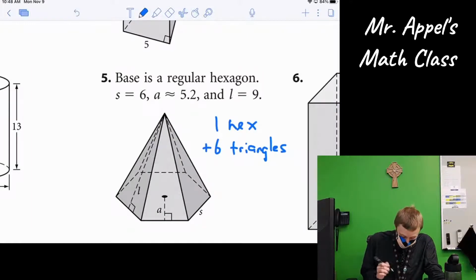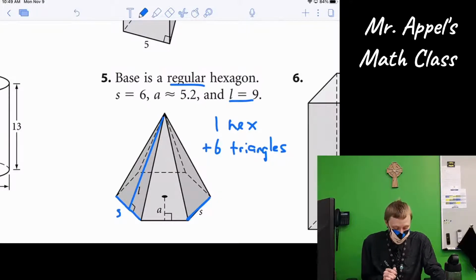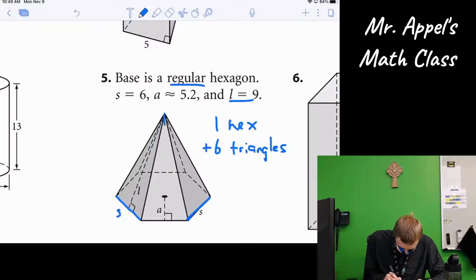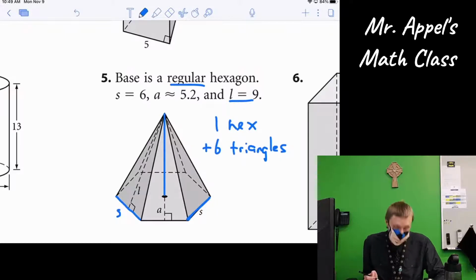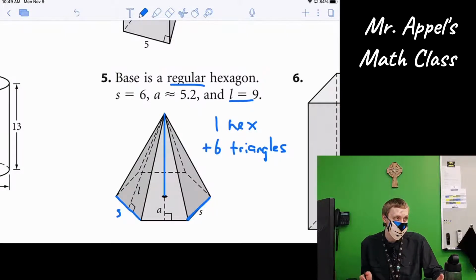And notice what they've given to us here. They've given us S. Okay? And if you look at this triangle over here, it's a regular hexagon, so all the sides are the same. So this is also S, or 6 as they give it to us. And they give us L, the lateral height. Right? They give us that amount. They don't give us from tip to center. They don't give us the height of the pyramid.